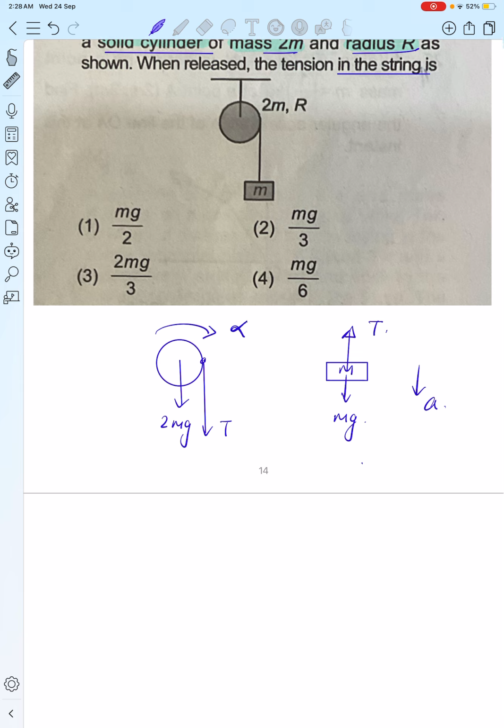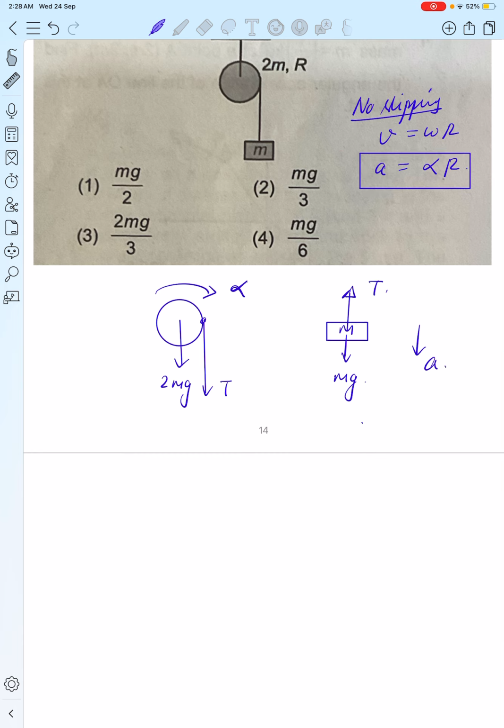Okay, so we assume that no slipping is there. So in these cases slipping is absent. For slipping absent, v would be equal to omega r and a would be equal to alpha into r. So a equals r alpha we can connect. Downward force on the block mg, upward force tension: mg minus T equals ma. Equation number 1.